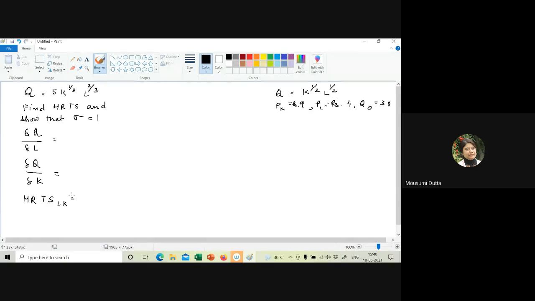So can you please tell me what is the value of MPL? Anyone? Ma'am, it's 5 by 3 into K to the power 1 by 3 into L to the power minus 1 by 3. So it is 10 by 3, right? No, no, ma'am, 5 by 3. Yeah, 10 by 3, 10 by 3. Okay, because it is MPL.